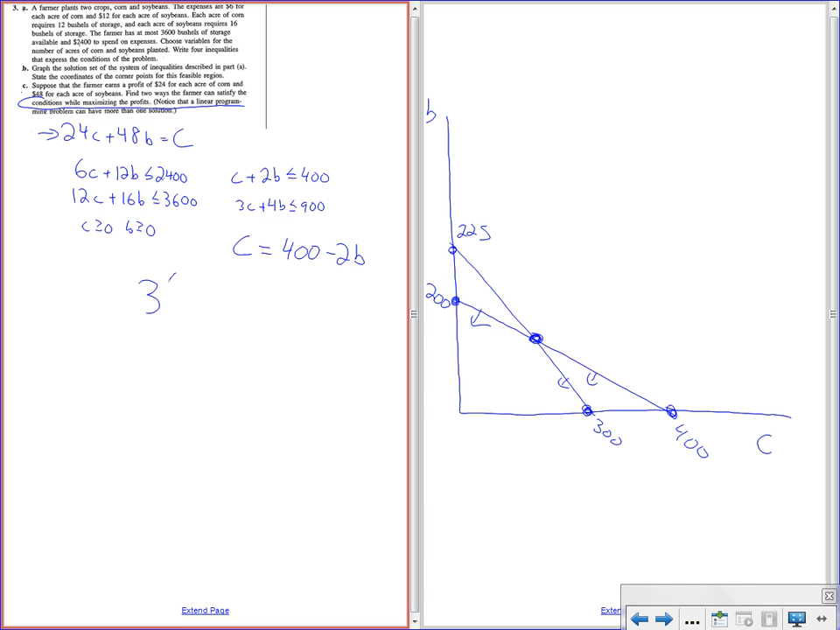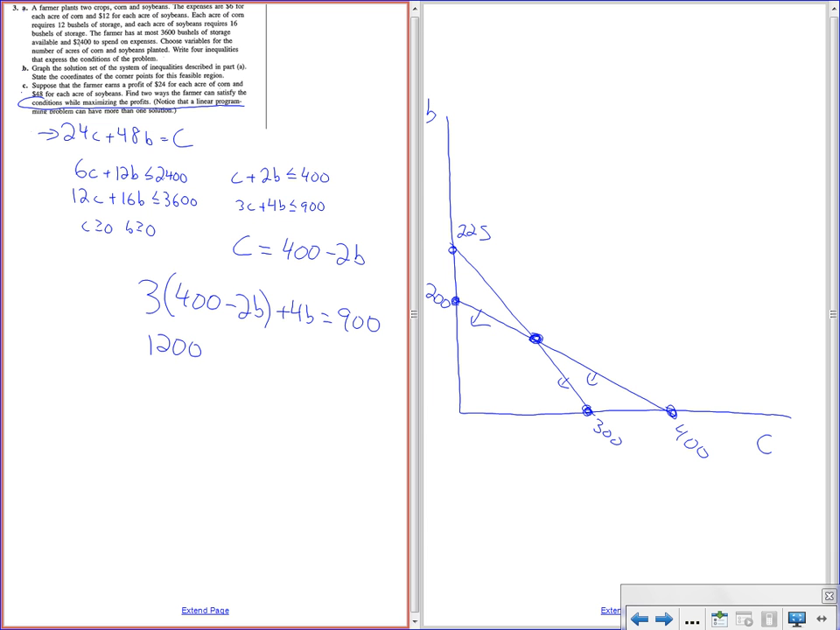So we have 3 times (400 - 2B) + 4B = 900. I'm using substitution. How did I get C = 400 - 2B? I move 2B to the other side. Right here, see how I have C by itself, I'm setting this up for substitution. I think it's a little bit easier: whenever you have a variable that's defined by itself with nothing else in common, use substitution.